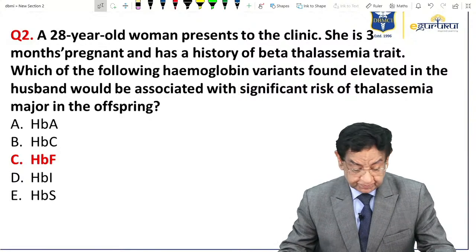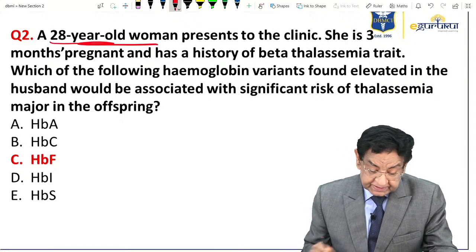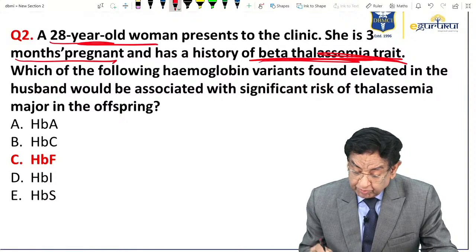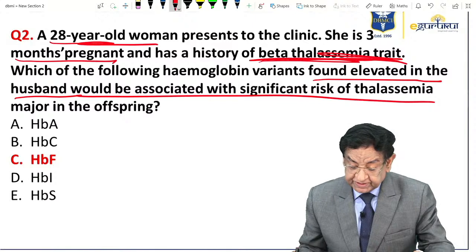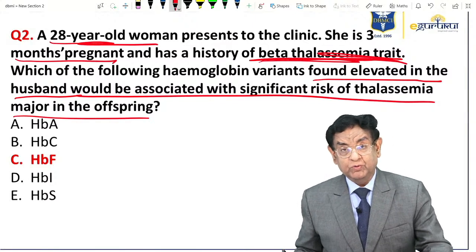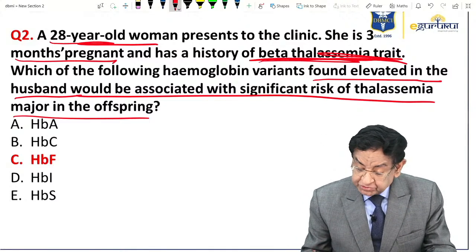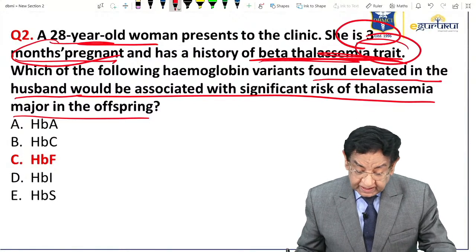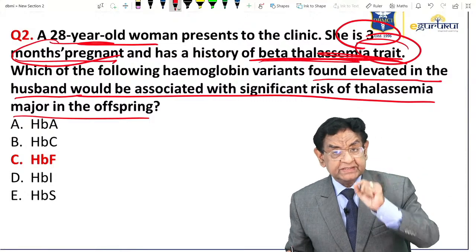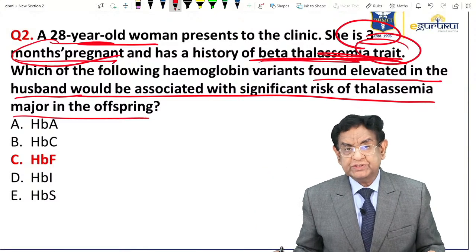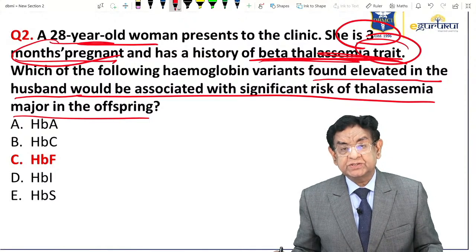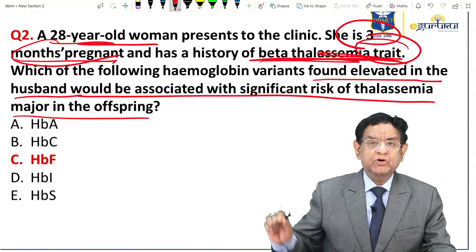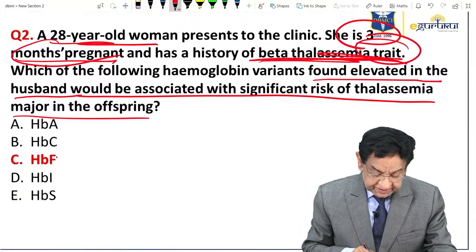So let's talk about question number two. We again have a 28-year-old woman. She is 3 months pregnant. She has a history of beta thalassemia trait. Which of the following hemoglobin variants, if elevated in the husband, would be associated with significant risk of thalassemia major in the offspring? Let's read the question again. She is 3 months pregnant and worried. She herself is a trait carrier, and she has the hemoglobin electrophoresis of the husband too. Which hemoglobin in the husband? The answer is HbF.